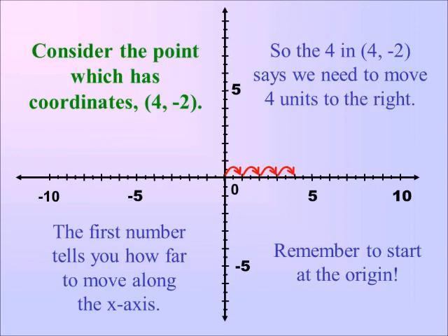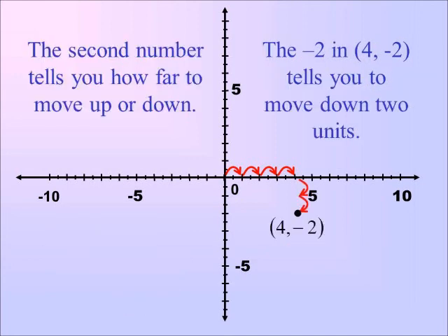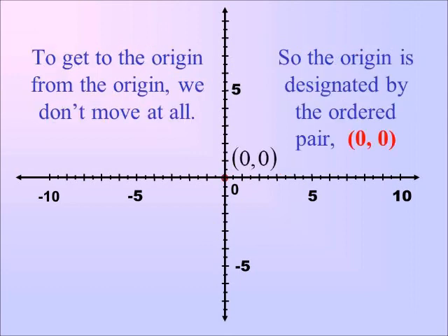Consider the point which has coordinates (4, -2). The 4 in (4, -2) says we need to move 4 units to the right. The first number tells you how far to move along the x-axis. Remember to start at the origin. The second number tells you how far to move up or down. The -2 in (4, -2) tells you to move down 2 units. To get to the origin from the origin, we don't move at all. So the origin is designated by the ordered pair (0, 0).